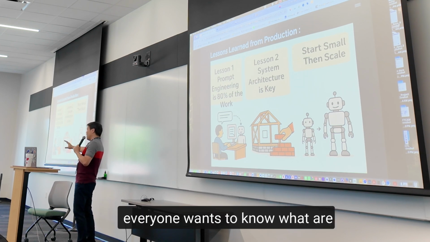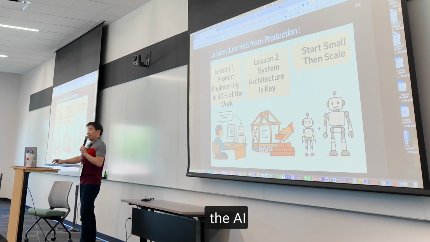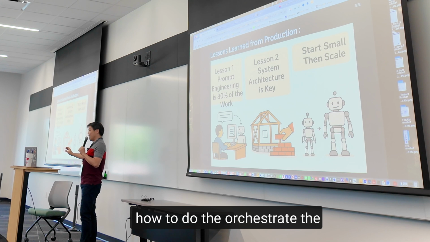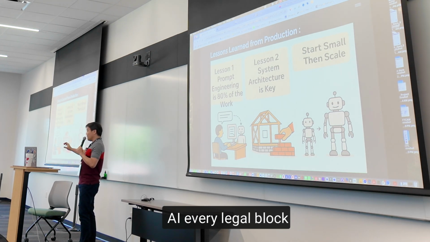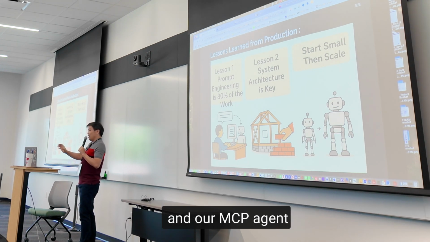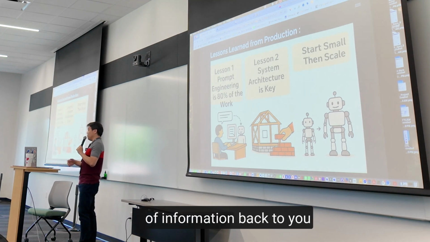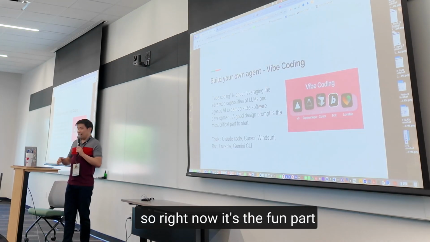For example, right now, everyone wants to know what AI orchestration is doing, how to orchestrate every AI Lego block, how to build up the entire system. And our MCP agent, LLM agent server is supposed to be able to reply this kind of information back to you. Okay, so right now it's the fun part.